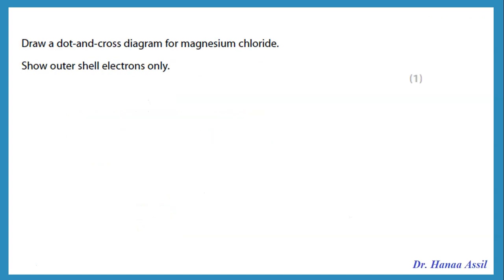Draw a dot and cross for magnesium chloride. How do we draw dot and cross? Remember, we say magnesium is in group 2. It has 2 electrons in its outermost shell. It needs to lose them. And when it loses them, it becomes 2 positive. Now, these 2 electrons must be accepted by something.